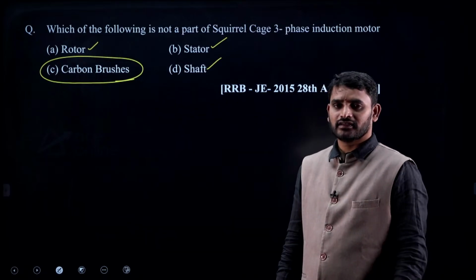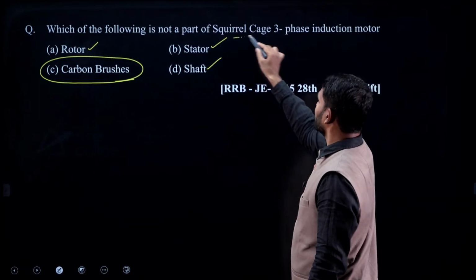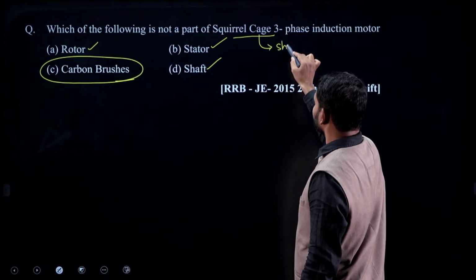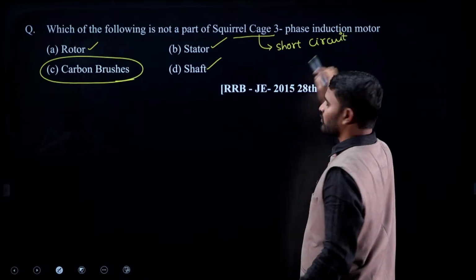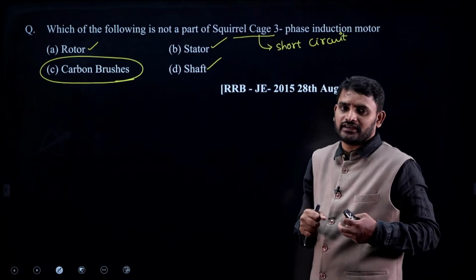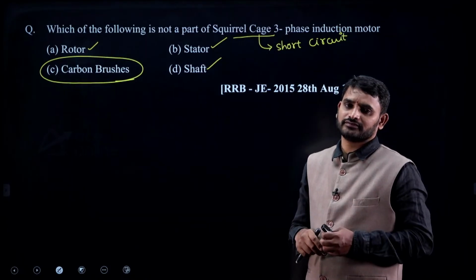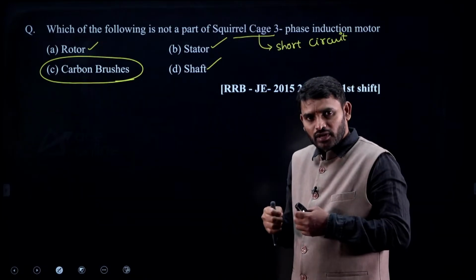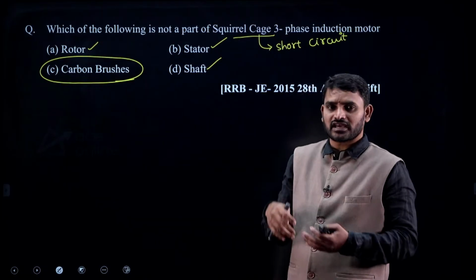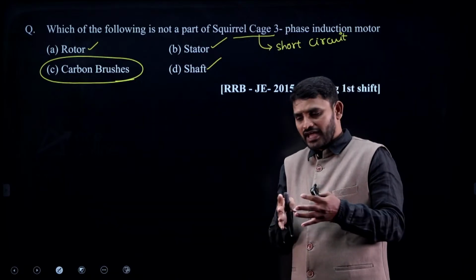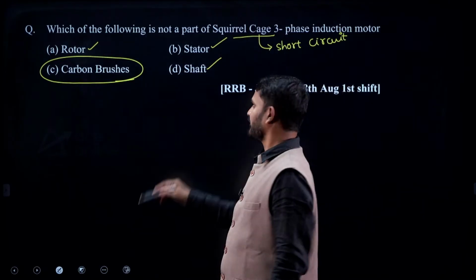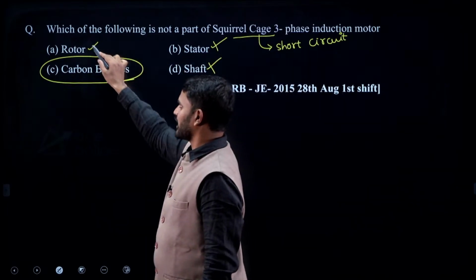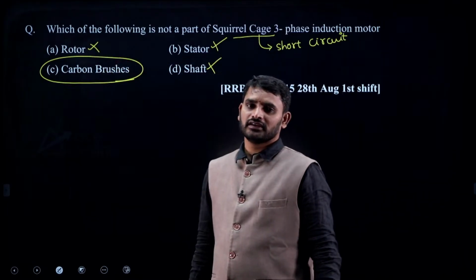Why? Because the squirrel cage rotor is a short circuit rotor, no? If it is a short circuit rotor, the rotor conductors are not brought outside like in the slip ring rotor. If the conductors are brought outside, slip rings and brushes are needed. If you don't have any conductors outside, then what is the requirement of these brushes? So, this is the correct answer. This is not a part of the motor.